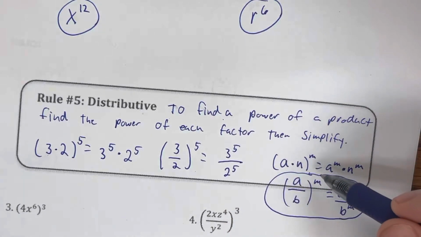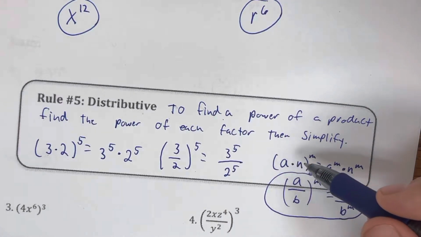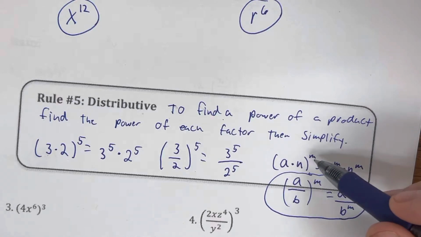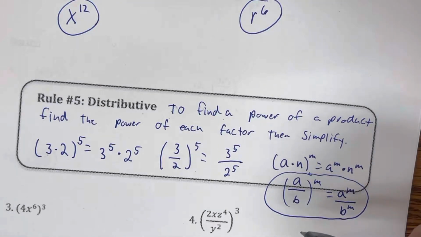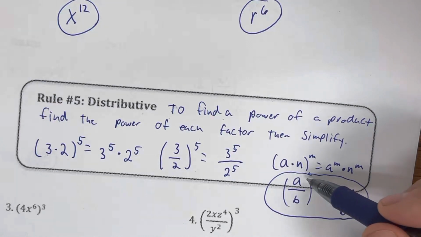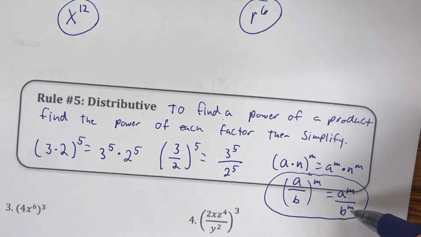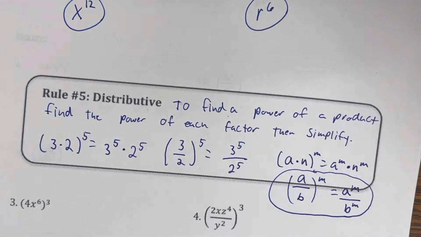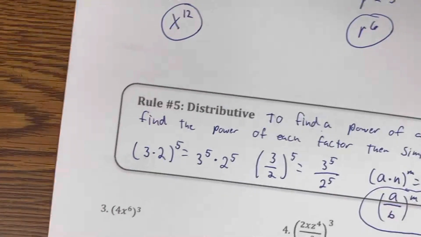In a similar manner with variables, a times b raised to the m, a to the m, b to the m, it gets distributed to both factors, okay? And same thing when we're dividing, a over b, raised to the m. Everything inside needs to get raised to that exponent, okay? Now keep in mind, as you're doing that, you are multiplying, because these are powers raised to a power.